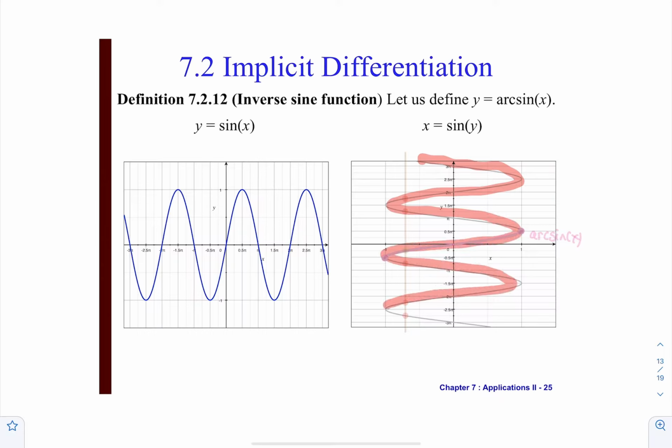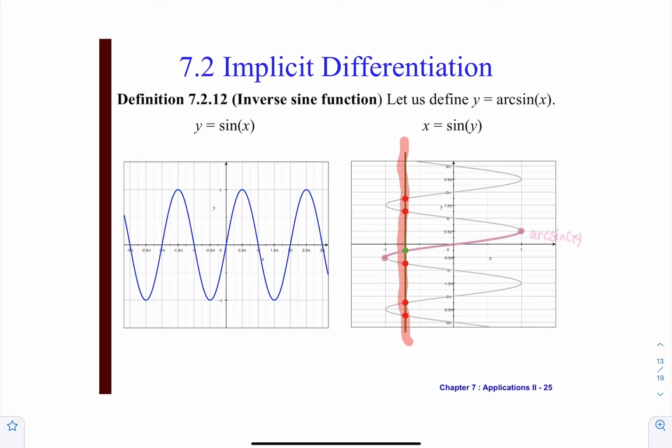Again, here, if you use the vertical line test, so here we go, boom. So you can see here that there's a lot of x values that will produce a lot of different y values. So this curve fails the vertical line test.